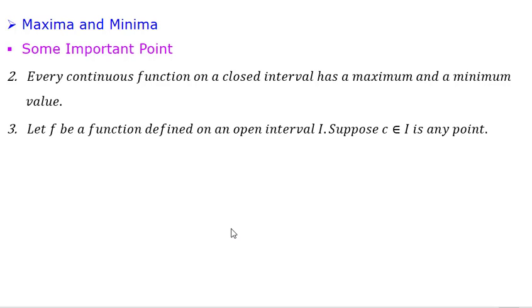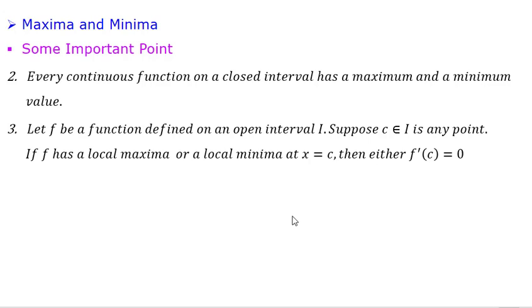Let the function be defined on an open interval I, and suppose C is a point on I. If f has a local maximum or a local minimum at x equals C, then either f dash C is 0 or f is not differentiable at C. f dash C is the differentiation of the function at point C. Now we are introducing the derivative, and how we use the derivative to get the maximum or minimum value, or the point where we get the maximum or minimum value.